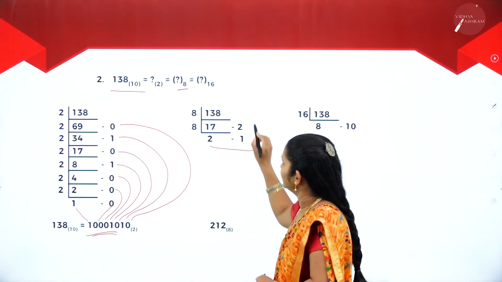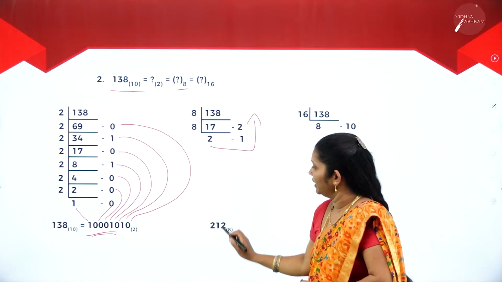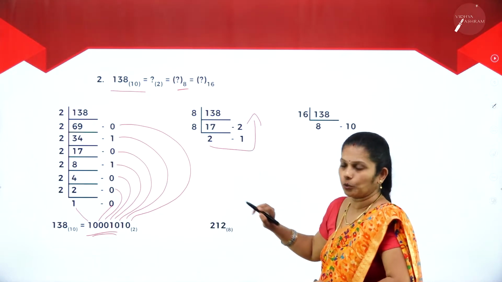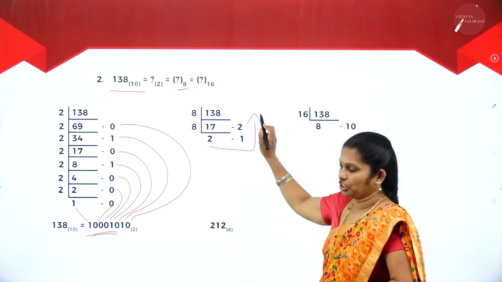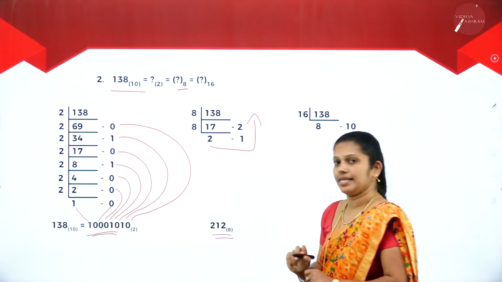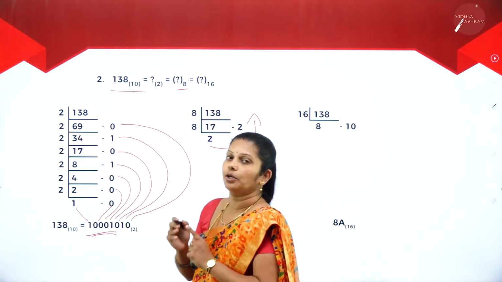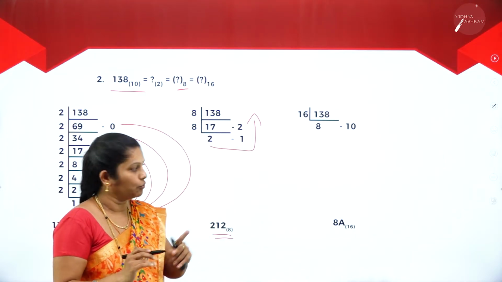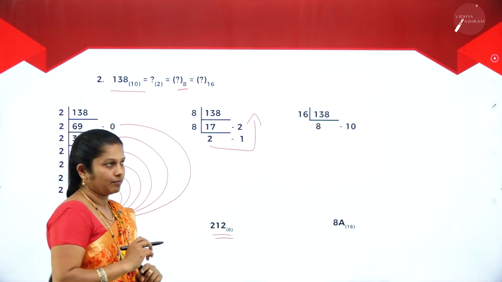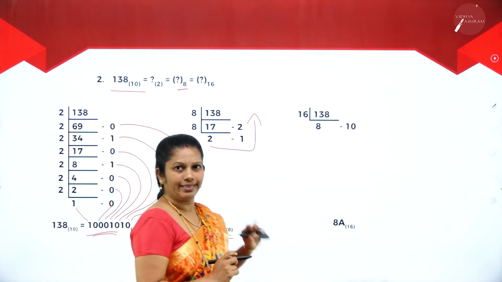Then how to write the result? See, 2 I have written, then next 1, then once again 2. From bottom to upward direction we have to write, and in the base we write 8. It means that if I want to convert any decimal number to octal, then the division process we have to follow, divided by 8.